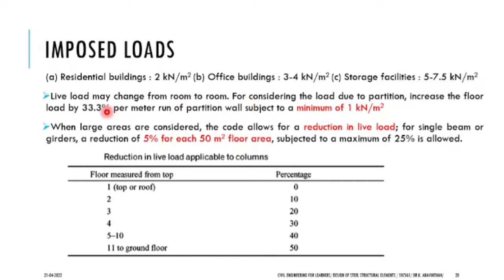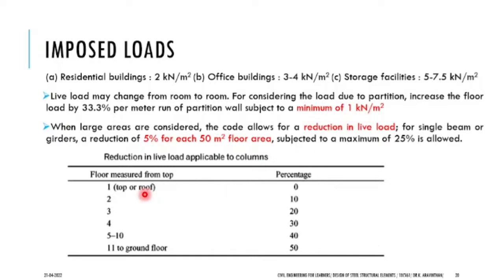Okay. Another thing is, they are giving a live load consideration if any partitions are available. If any partition walls are available, you have to take an additional 1 kilonewton per meter square. In your building, if you have any partition wall within your rooms, you have to consider it as 1 kilonewton per meter square as the dead load, and you can proceed.